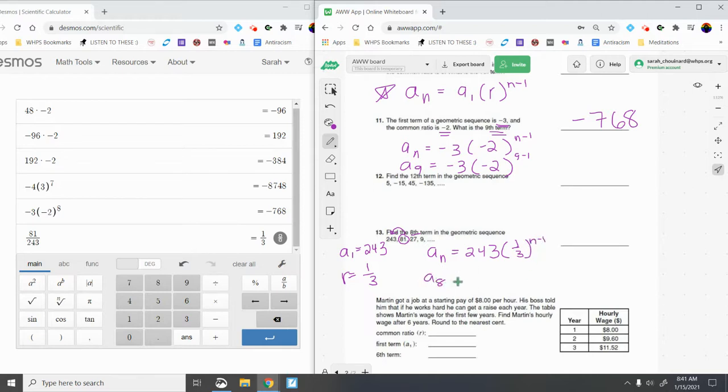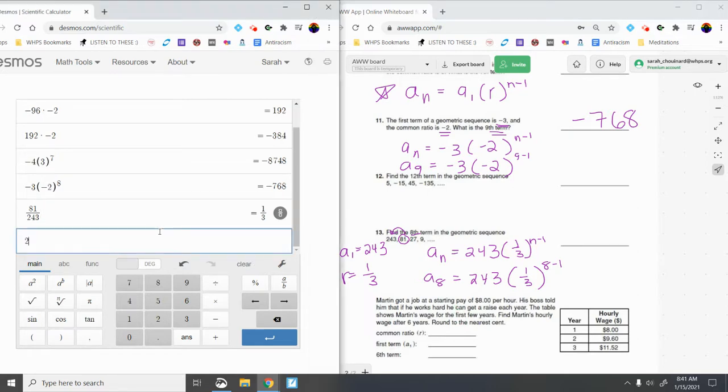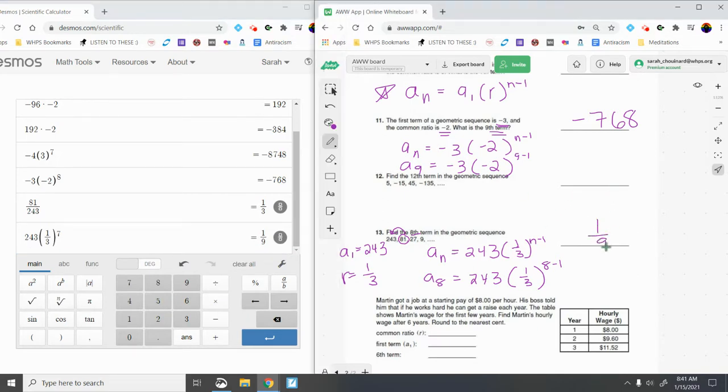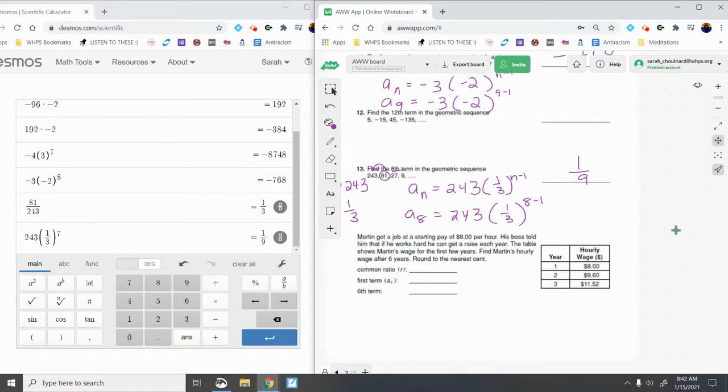So to find the 8th term, I'm going to do 243 times 1/3 to the 8 minus 1 power. So let's see what that is. 243 times 1/3 to the 7th power. And let's convert this to a fraction. So that's going to be 1/9. So the 8th term of the sequence is 1/9.